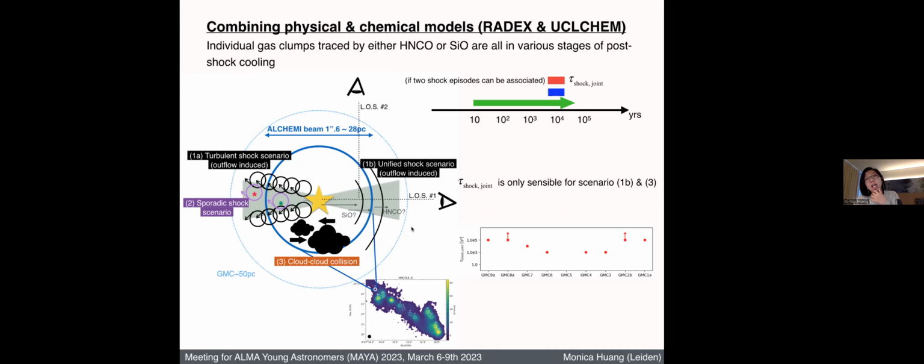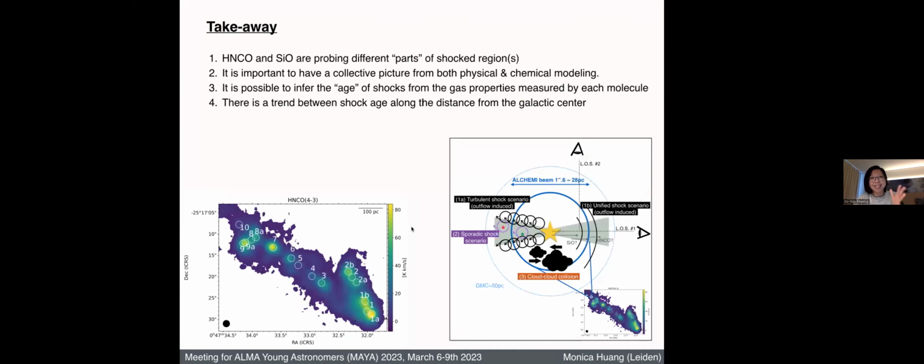So yeah, we explore a lot, but I only have this amount of time. The takeaway here is that we found in this paper that HNCO and SiO are probing different parts of the shock regions, combining our understanding from radiative transfer modeling and chemical modeling. It's also very important and very much fun to have a collective picture from both sides of modeling analysis. And we also found that it's possible to infer the age of the shocks from the measured gas properties by individual molecule and individual GMC regions.